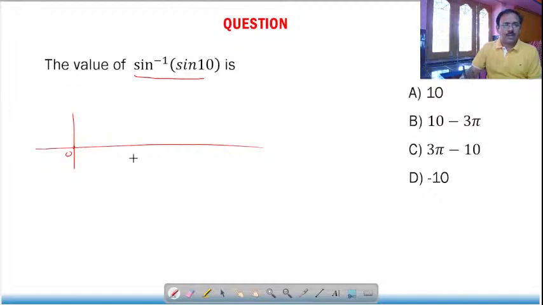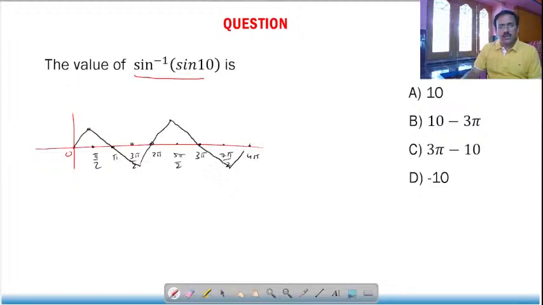0, you can take pi by 2, pi, 3 pi by 2, 2 pi, 5 pi by 2, 3 pi, which is around 9, 7 pi by 2, 4 pi. Somewhere our graph will be here, pi by 2. Then it comes like this, friends. Then it goes like this, next, like this. Can you name them easily?